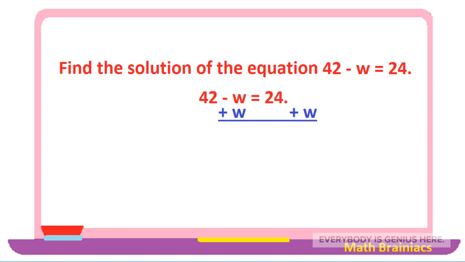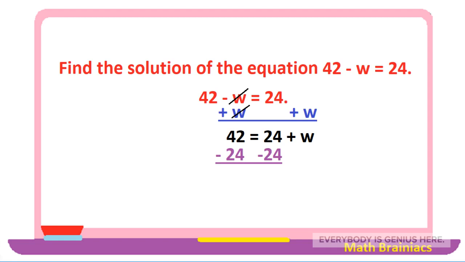Since we have subtraction in the given equation, we're going to use the addition property of equality. Therefore, we're going to add w on both sides of the equation. And we can cancel out the w on the left side of the equation. Subsequently, it will give us the equation 42 is equal to 24 plus w.